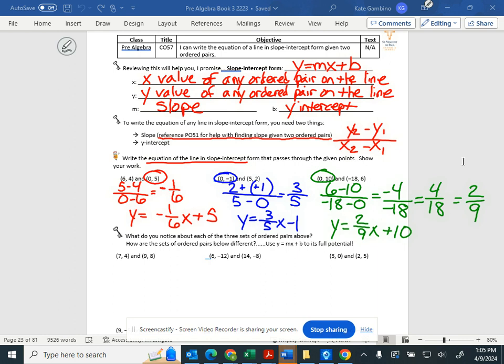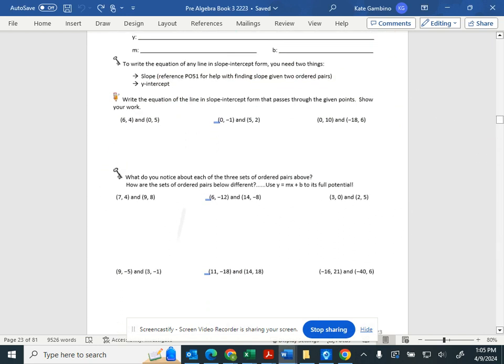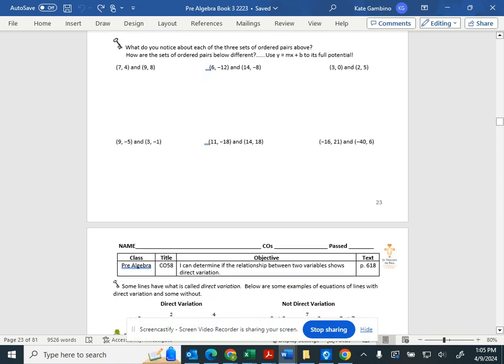So in all three of these, our y-intercept ordered pair was given to us. But let's take a little gander at our homework. What do we notice about our homework? There's no y-intercept. What do you notice about each of these three sets of ordered pairs above? We were given that y-intercept on all three of them. All three of them had an x of 0 for one of our ordered pairs. So how are the sets of ordered pairs below different?